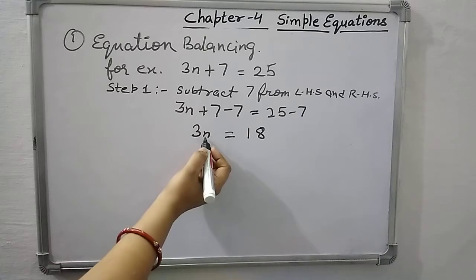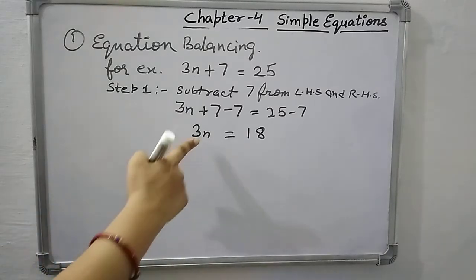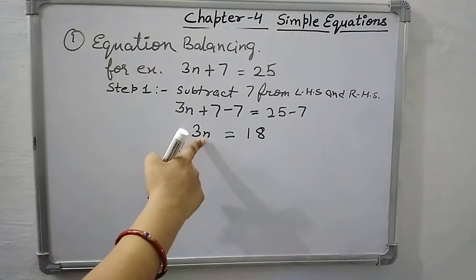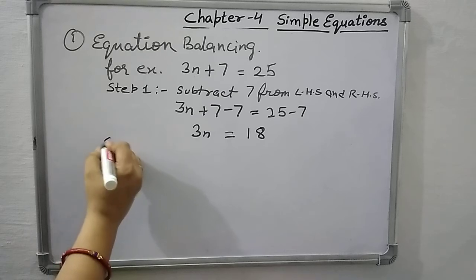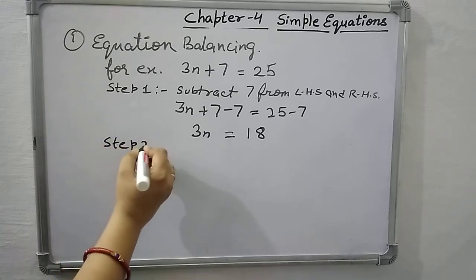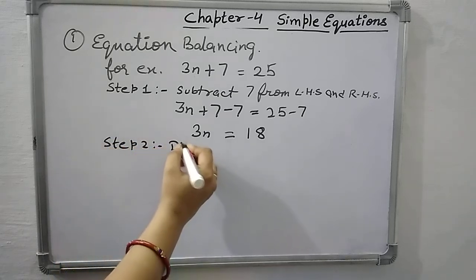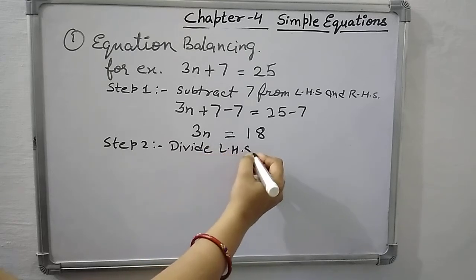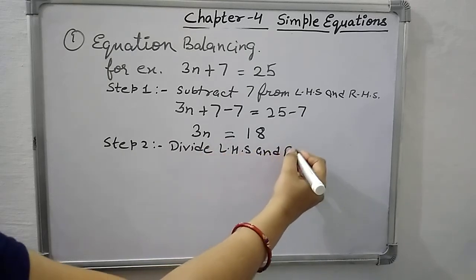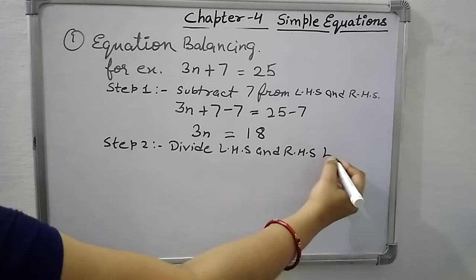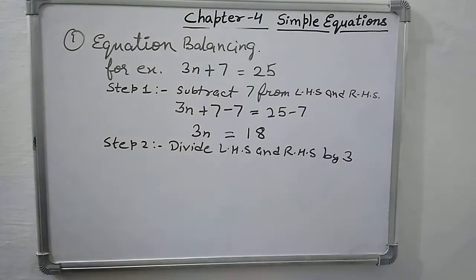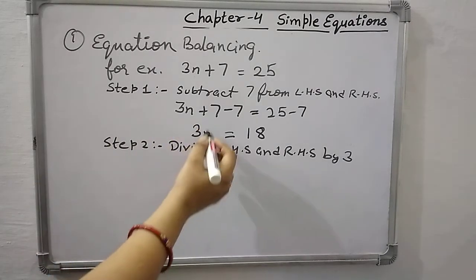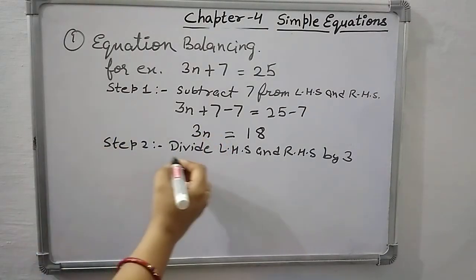Now we can see our variable is with this 3, and this 3 is in multiplication with this n. So in step 2, we will divide this equation, or LHS and RHS, by 3, so that we can get 1 as quotient and n will get separated from this 3.